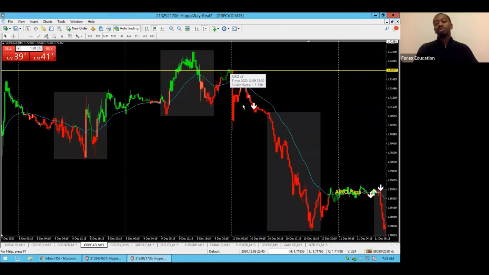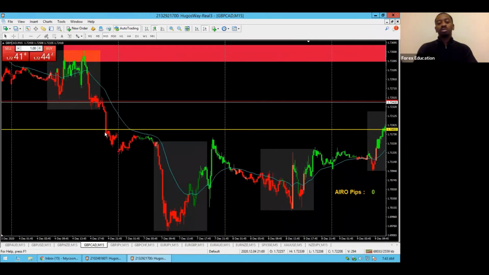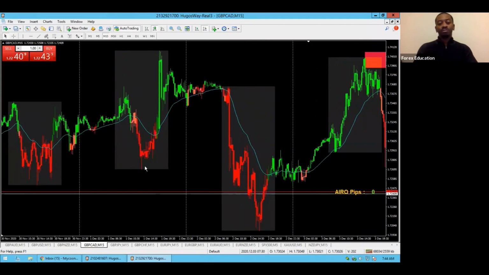Look at that. Price came to it and rejected it. All right, that's a level of support. Look at it again. Broke it here, came back, retested it, and then dropped. All right, let's go back and look at it some more. Do we see it again?